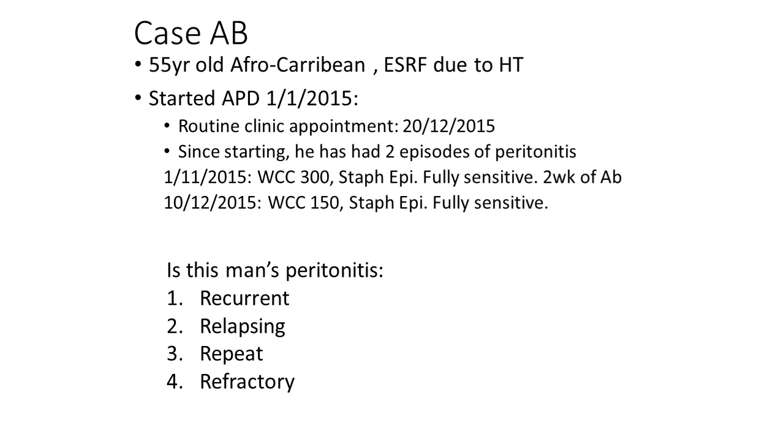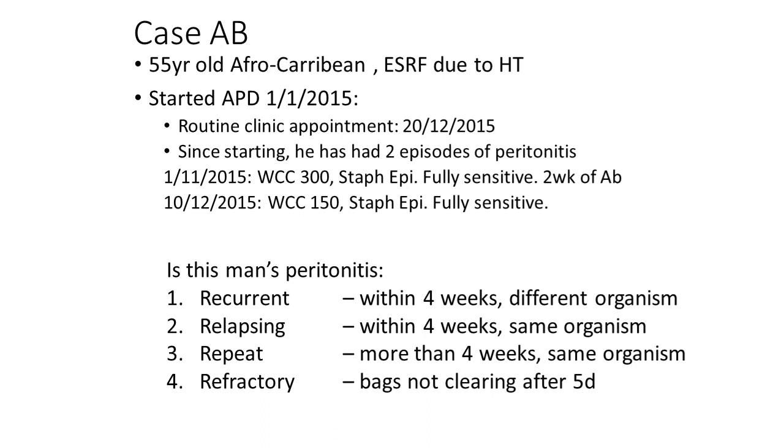Having had that, there was initial good response, but he came back on the 10th of December with another episode of peritonitis, growing Staph epi again. So, does this man, the second episode on the 10th of December, do we call that a recurrent infection, a relapse, a repeat infection, or a refractory infection? Okay, I'll just give you a minute to think about it.